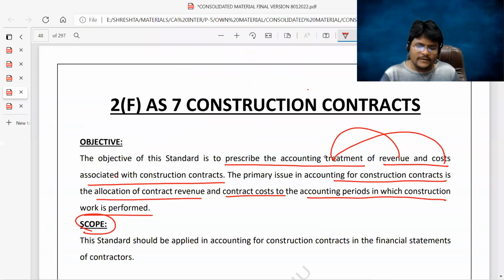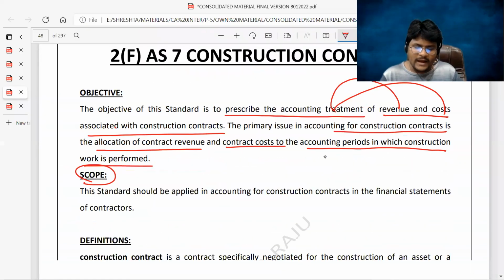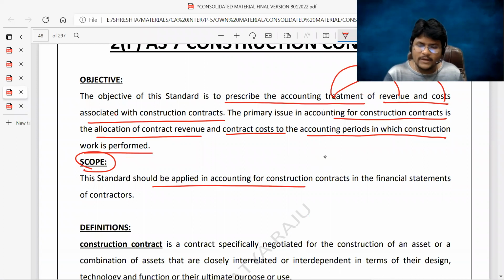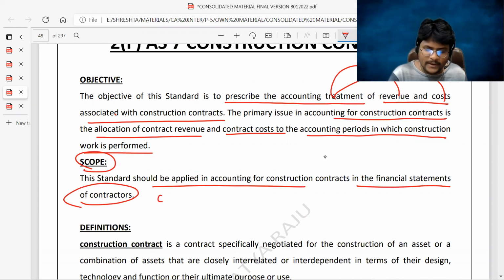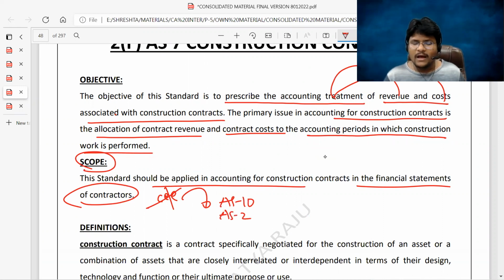Okay, so let us discuss the scope here. This standard should be applied in accounting for construction contracts in the financial statements of contractors. This standard is not applicable to the contractee. In the contractee's books, either AS 10 is applicable or AS 2 is applicable, according to the nature of the business. So this is all about the scope as well as the objective.